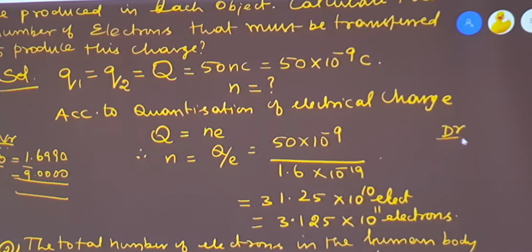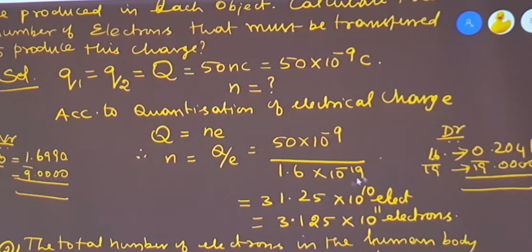Similarly, you get the values for the denominator. What is the value for 1.6? 1.6 is 0.2041. And again 19 bar, you will be getting 19 bar 0.0000. Get the denominator value. After this, you subtract numerator minus denominator. Subtracting numerator minus denominator, you will be getting a value. For that value, you take the anti-logarithm and get this answer.